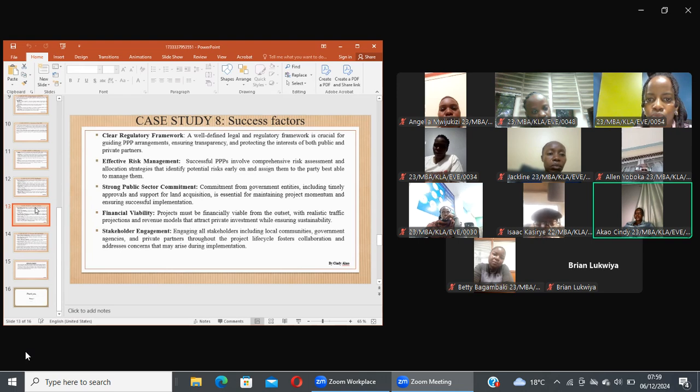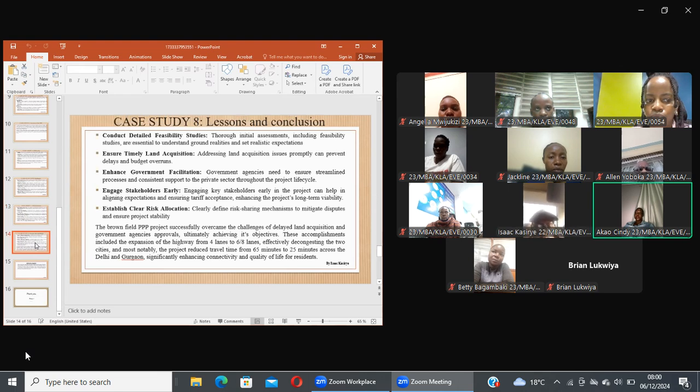Additionally, we have financial viability. Projects must be financially viable from the outset, with realistic traffic projections and revenue models that attract private investment while ensuring sustainability. And finally, we have stakeholder engagement. Engaging all stakeholders, including local communities, government agencies, and private partners, throughout the project lifecycle fosters collaboration and addresses the concerns that may arise during the implementation. Let me hand over to my colleague Isaac, who will take us through the lessons learned.